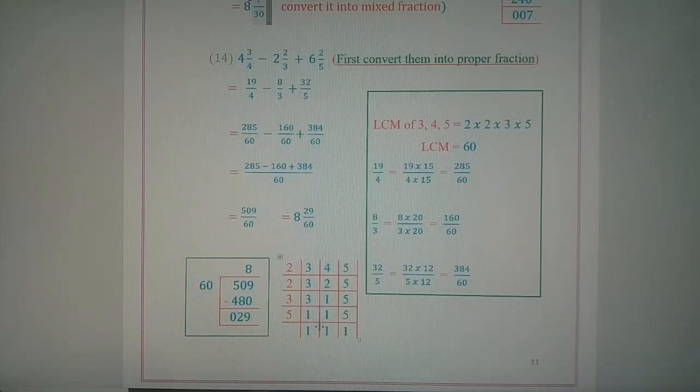So we continue doing this long division till all the integers in the last row are 1. And the LCM will be the product of the first column integers. The integers in the first column are 2, 2, 3 and 5. So the LCM of 3, 4, 5 will be 2 multiplied by 2 multiplied by 3 multiplied by 5. 2 2s are 4, 4 3s are 12, 12 5s are 60. So the LCM is 60.